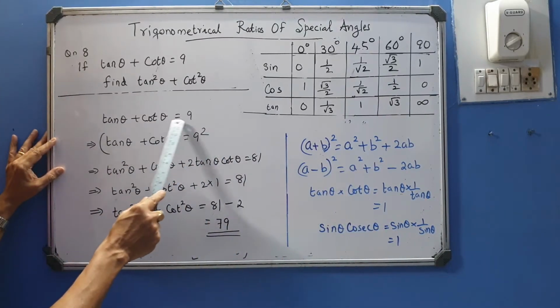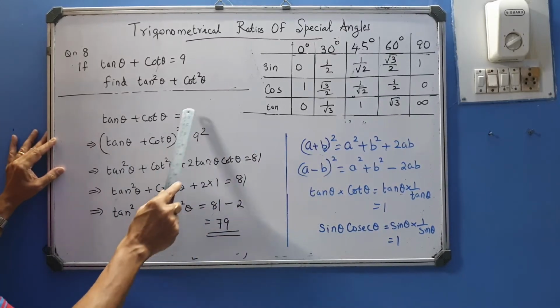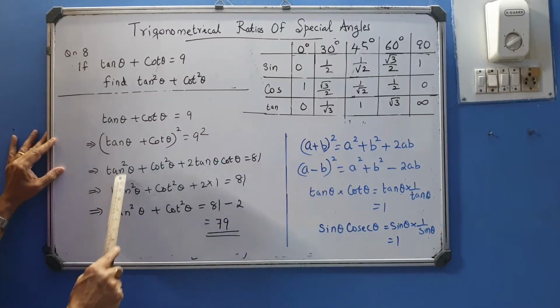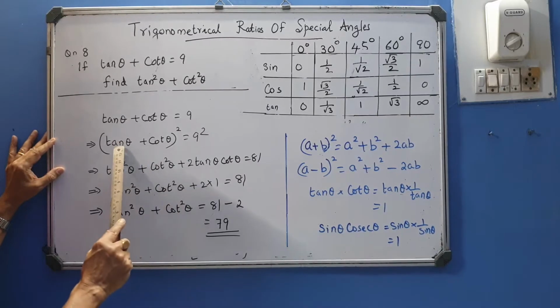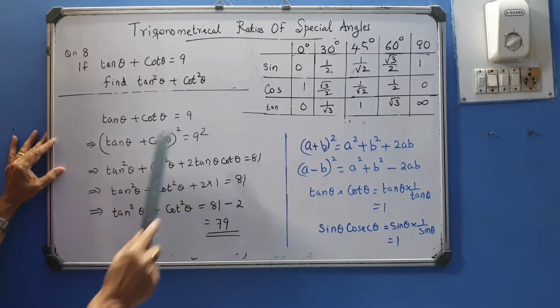Tan theta plus cot theta is 9. So use this formula. Tan theta plus cot theta the whole square is square of 9. So a plus b the whole square applied. A square, that is tan square theta, plus b square, cot square theta, plus 2 into ab, that is tan theta into cot theta. And square of 9 is 81.